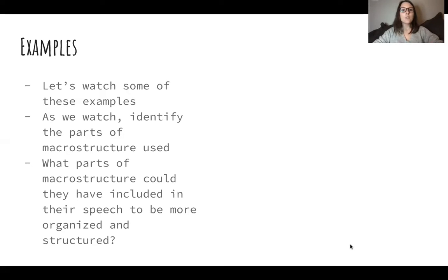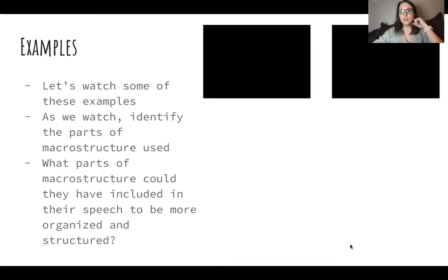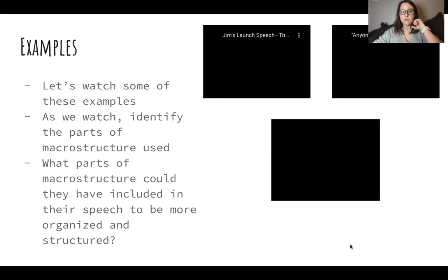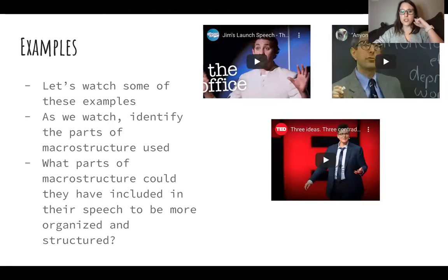All right, we're going to watch a couple of examples here. These are all speeches, and we just went over macrostructure. So we're going to watch some of these, and when we come back, you're going to come off mute and say, like, I saw an attention getter and a clincher, but we really missed transitions, or the visual aid wasn't great, or they kept referencing it too much, or whatever, everything we've talked about.